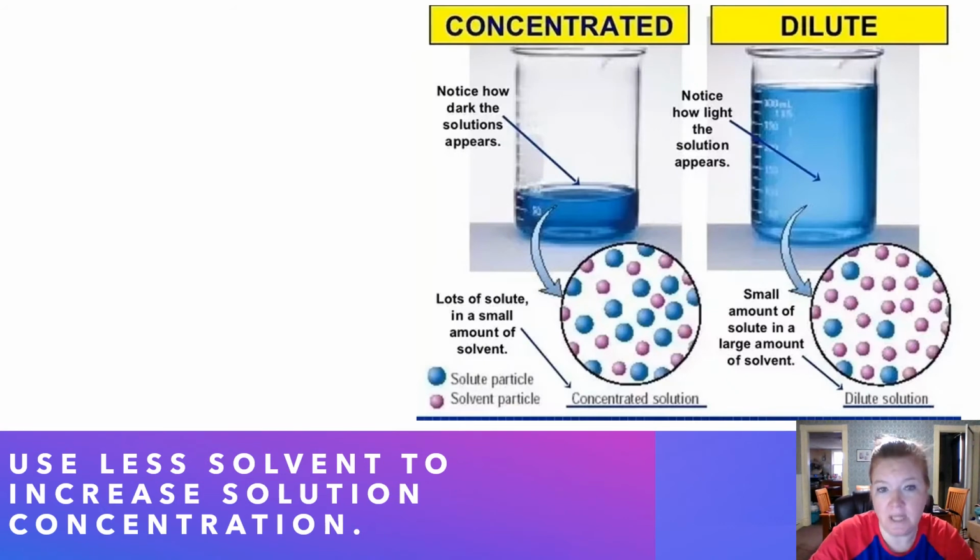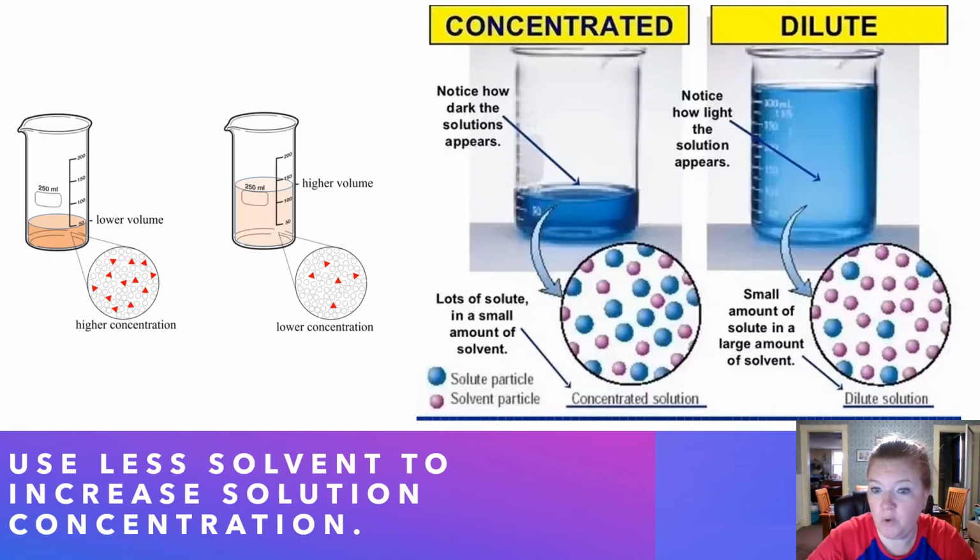Or I could use less solvent. So I put 10 grams of sodium chloride in each one, but in one I only use about, say, 60 milliliters, and the other one I use 300, okay? The one that has less liquid will be more concentrated. So there are two major ways to change the concentration: I either add more solute or use less volume of the solvent.